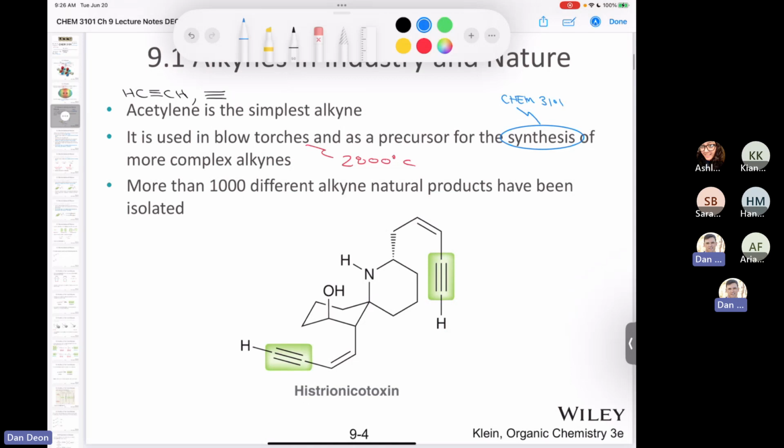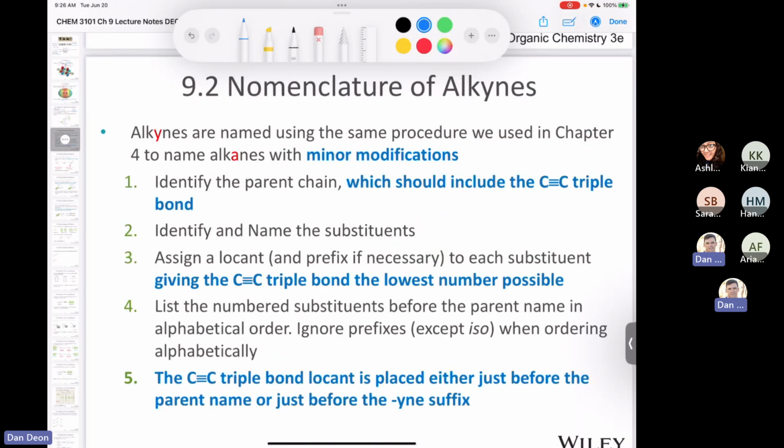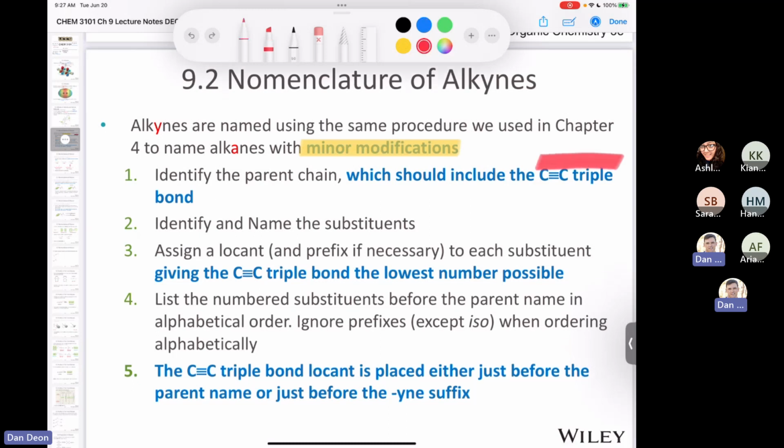Well, I wanted to go over the nomenclature of alkynes. One of the recurring themes that you'll see in organic chemistry is that whenever you discuss a new functional group, you always begin by learning how to name it, because you can't really talk about it unless you can give it a name. The good news is that if you learned how to name the alkanes and alkenes in chapter 4 and chapter 8, then you'll be able to name alkynes, because we only make a few minor modifications. So the first thing, like an alkene, when we name an alkyne, we find the parent chain that contains the carbon-carbon triple bond.